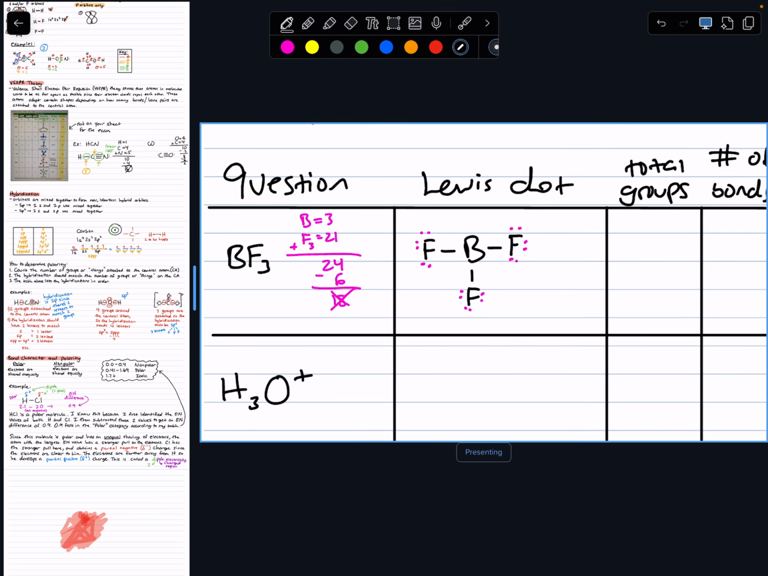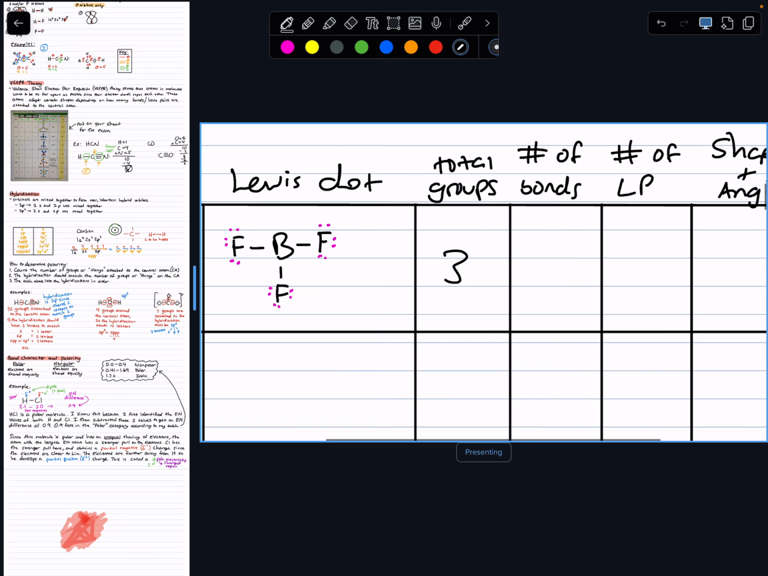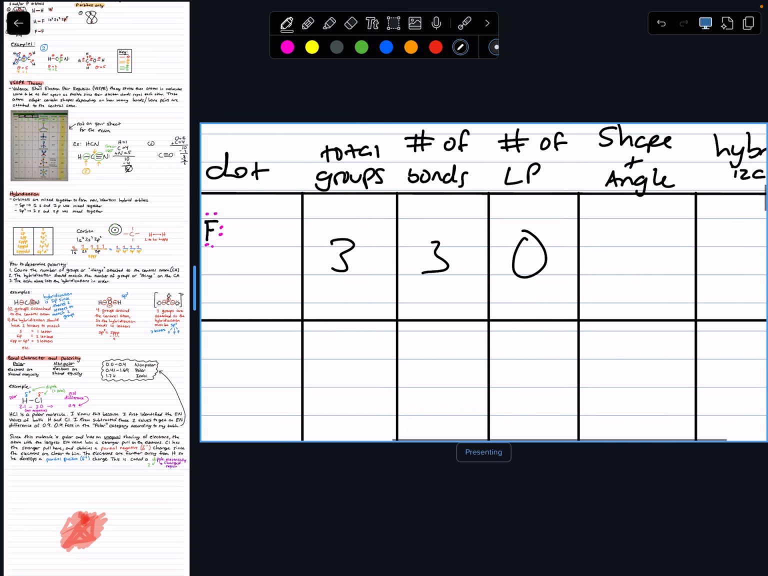Okay, so good. Here's our first Lewis dot. How many total groups are on B? 3 total groups, right? So I'm going to put 3. How many of those groups are bonds? How many of those are lone pairs? What shape is that? What's the angle? Literally, your whole reference sheet gives you this whole part. So that's easy points if you draw the Lewis structure.